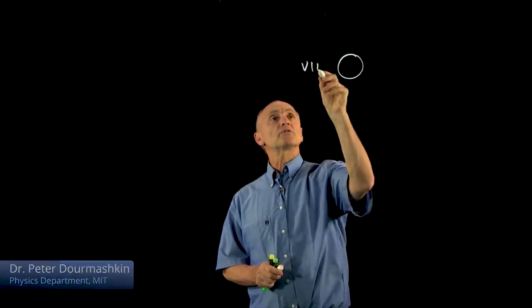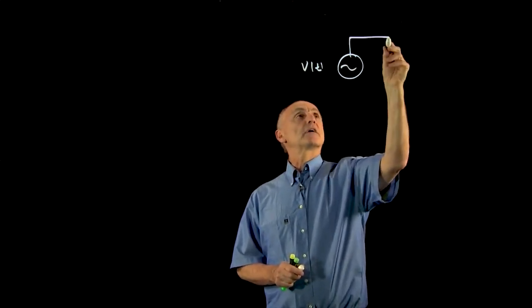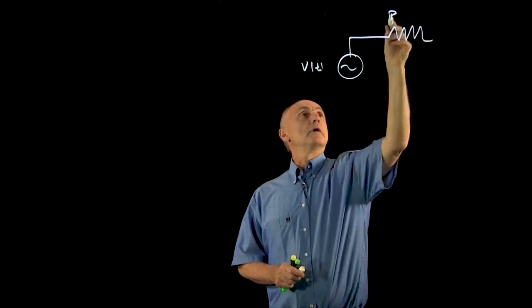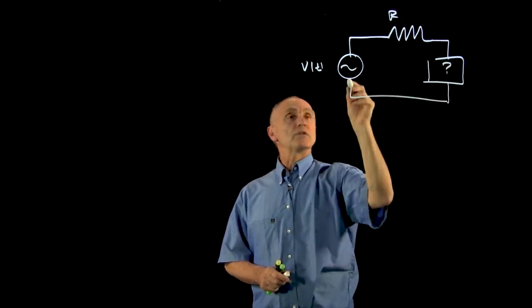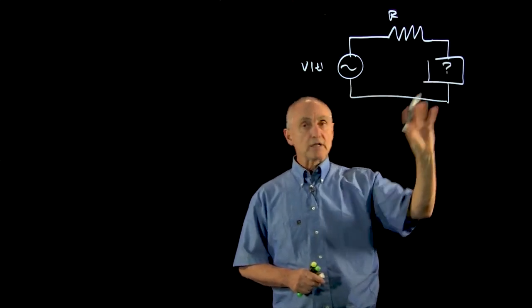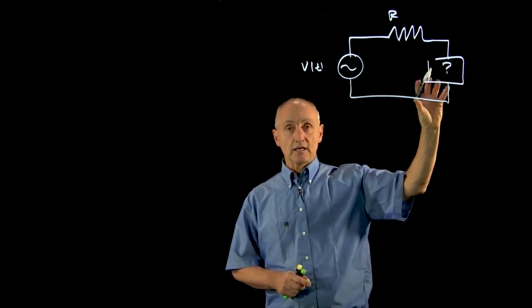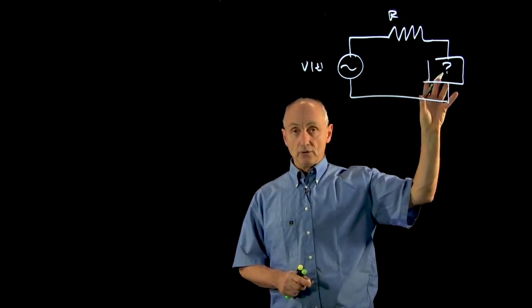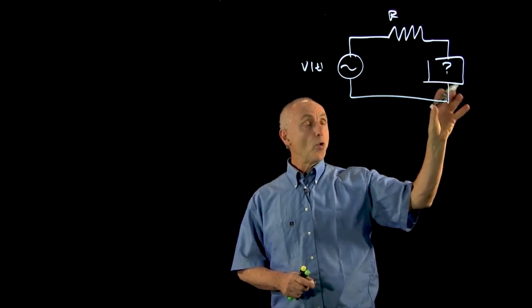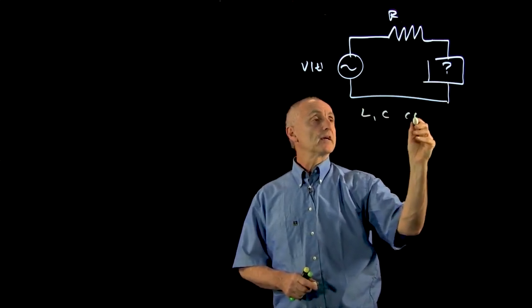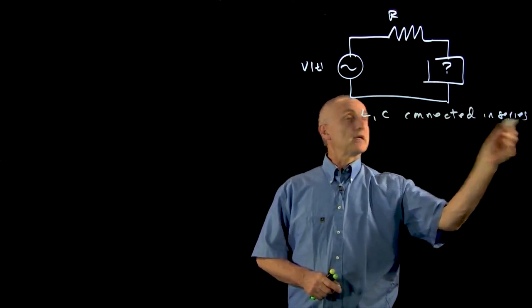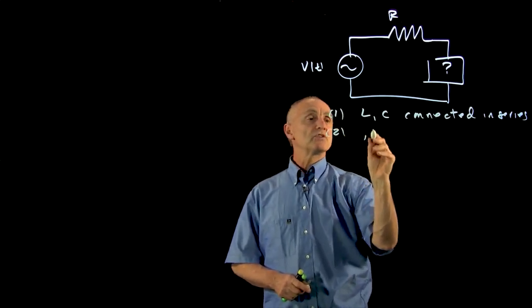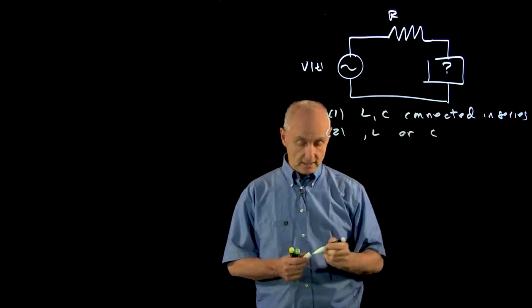Let's consider the following problem. Suppose we have a voltage source oscillating, connected to a resistor. And in here, we have a box, and we don't know what's in the box. But I want to put some criteria that inside the box, connected in, it could either be an inductor, or a capacitor, or it could be LC connected in series. So it could be both of them, or separately L or C.